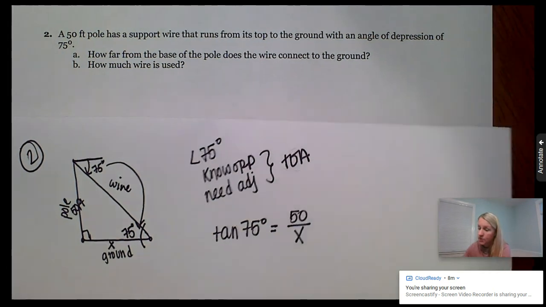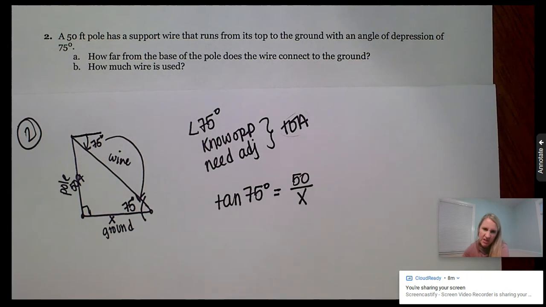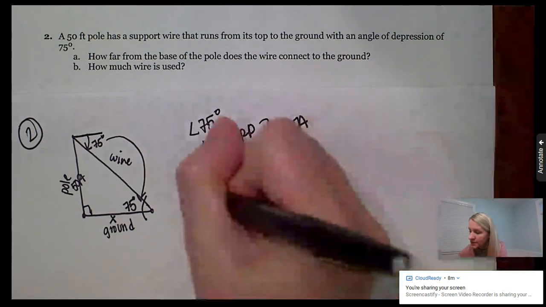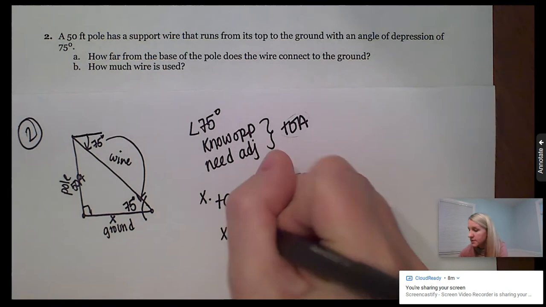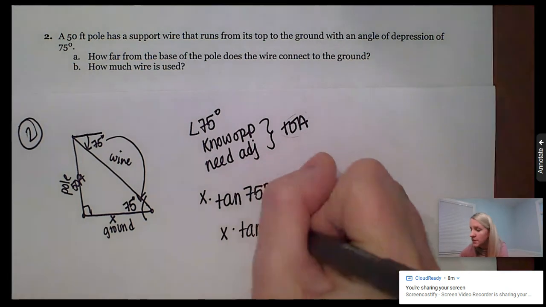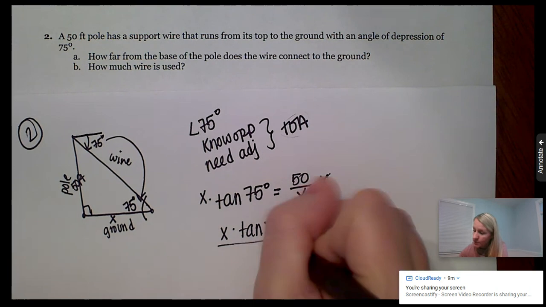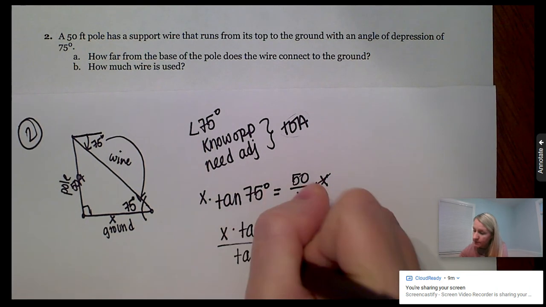Okay. So this one I do have to do two steps to solve it, which is kind of annoying, but life. We're going to multiply both sides by x. We have x times tangent of 75. That's going to equal 50. And then I'm going to divide both sides by tangent of 75.